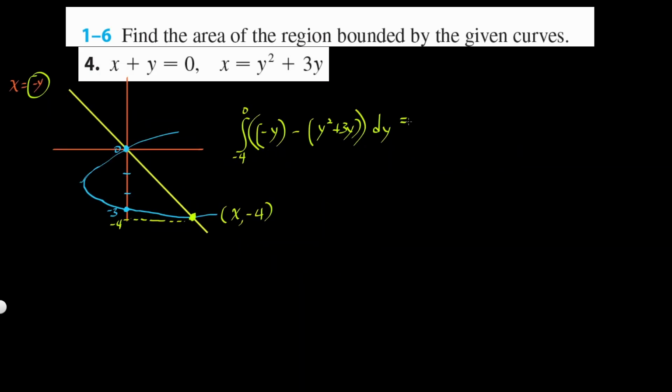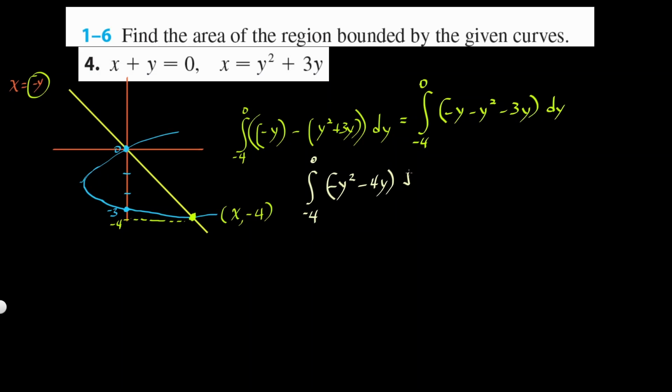Now let's simplify what's inside. So negative 4 to 0 stays the same. It's going to be negative y minus y squared minus 3y. You have to be careful when you do these algebra problems here. You don't want to miss this problem because of the algebra. Okay, you're in calculus now, so practice this until it becomes really comfortable. So negative 4 to 0. Then when you add, it's going to be negative y squared and then minus 4y. We're going to integrate that now.